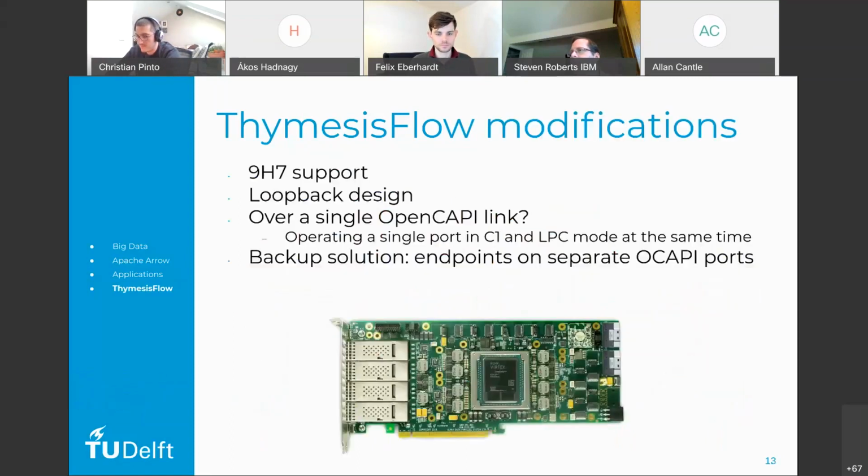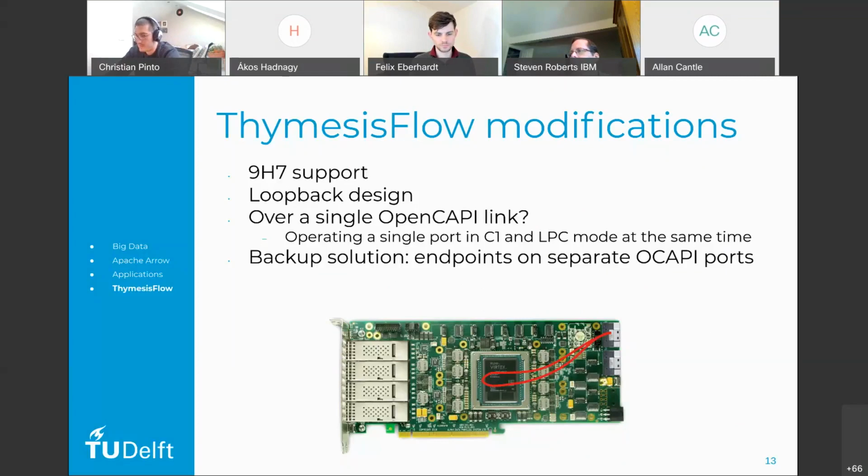All right, so we want to use Mises flow only for development purposes. So we added the 987 card support, and we are about to create a loopback design just for development purposes. The first idea we have is doing the loopback inside the FPGA. It sounds completely useless, but actually it's not, because this is a research question in itself.